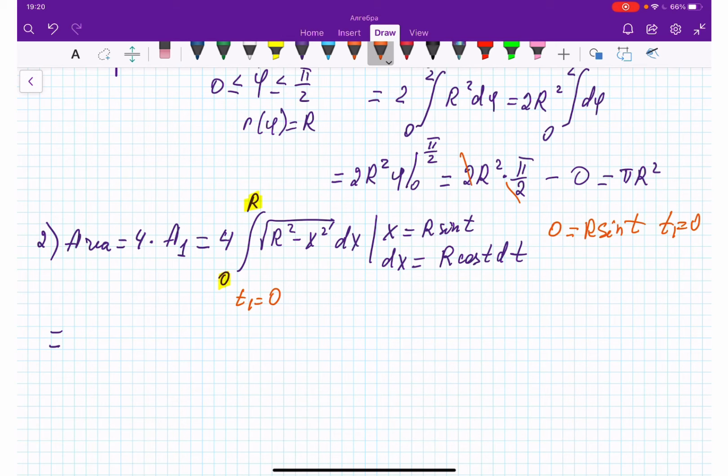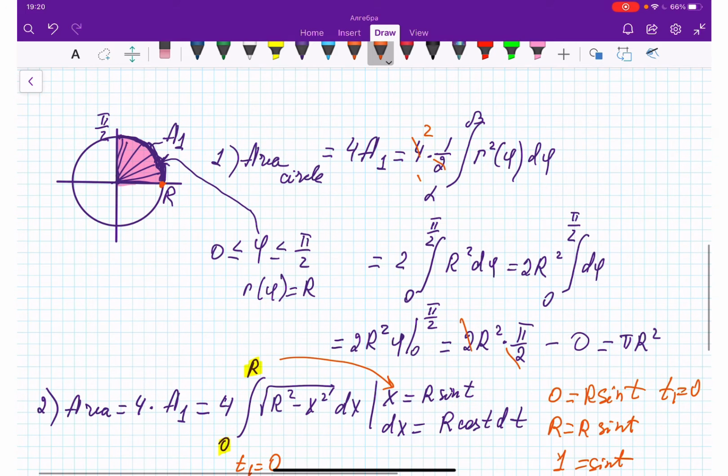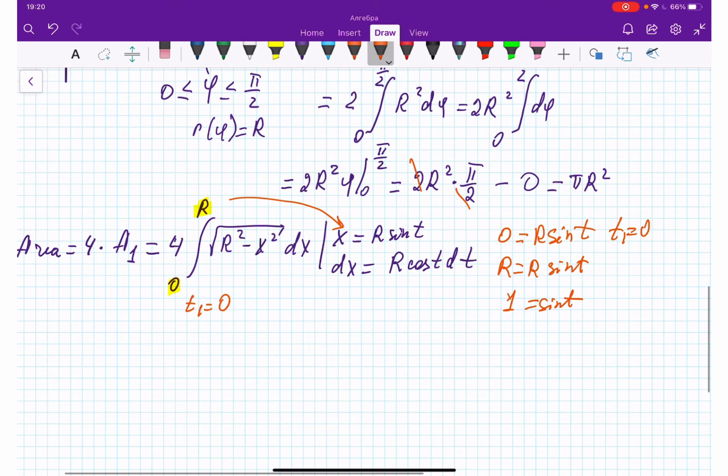And the other one, r, I'm going to substitute also this x. It's going to be r sine t, which means divide by r, we are getting 1 is equal sine t. And at what value of t do we get sine t equal 1? That's here, half a pi. So at the upper boundary, it's going to be t2 is equal half a pi, right?